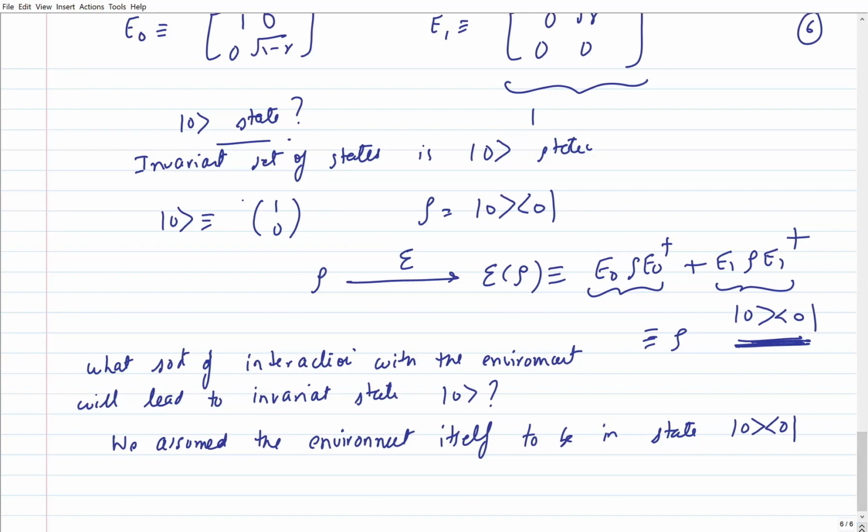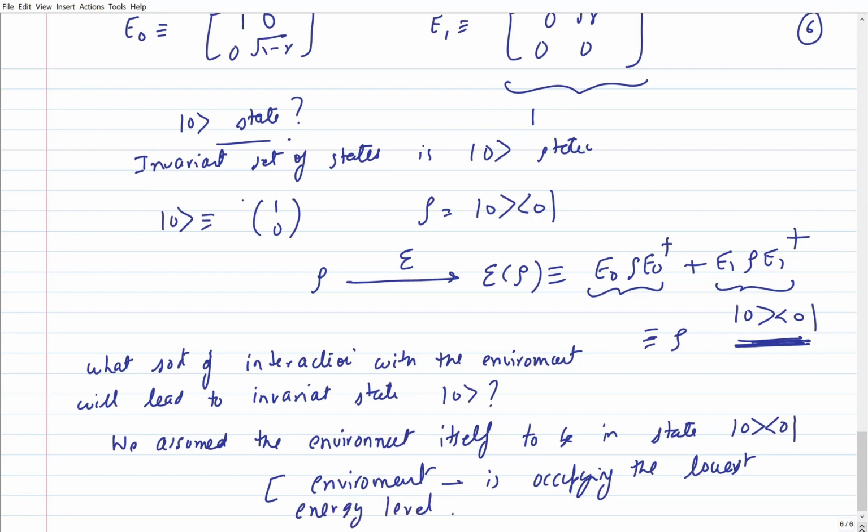And this is as if the environment itself is, think about it, in a pure state 0, 0, as if the environment is occupying the lowest energy level. An artificial scenario, but that would happen when the environment is at 0 temperature. Usually the environments are a lot messier than that.